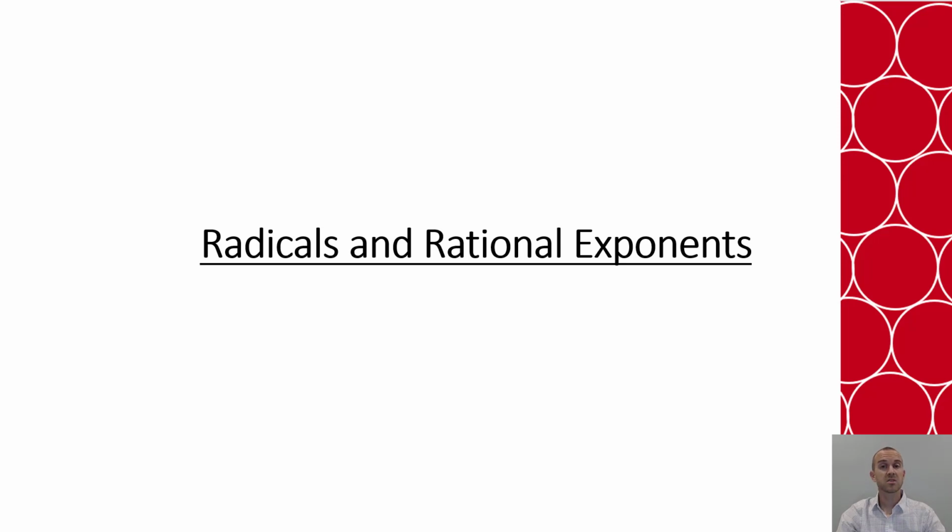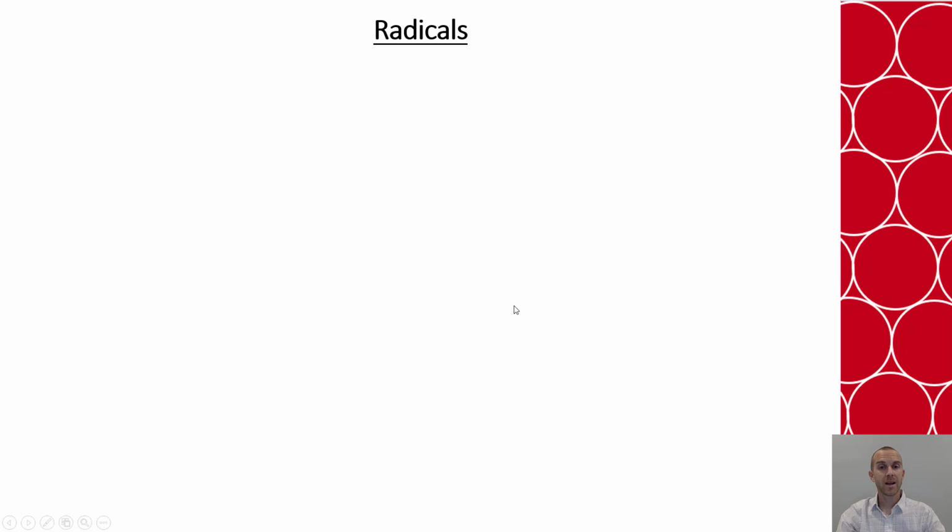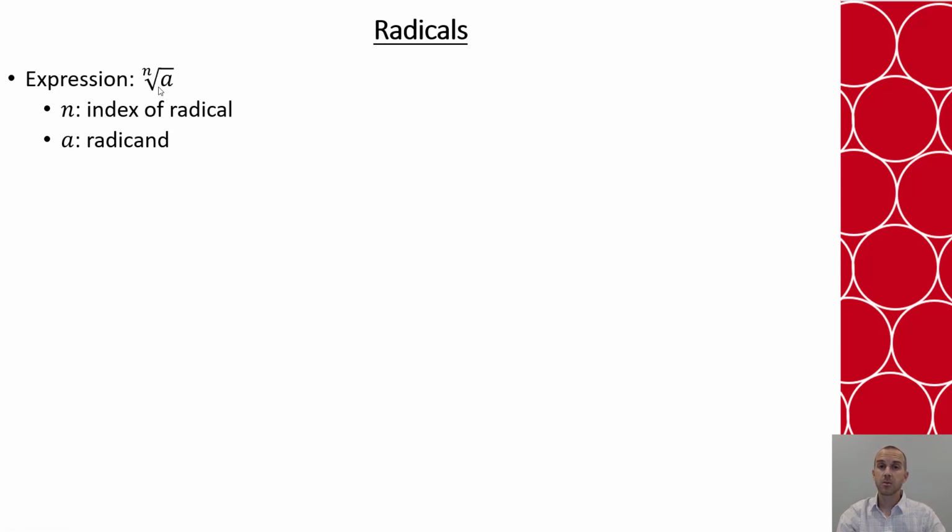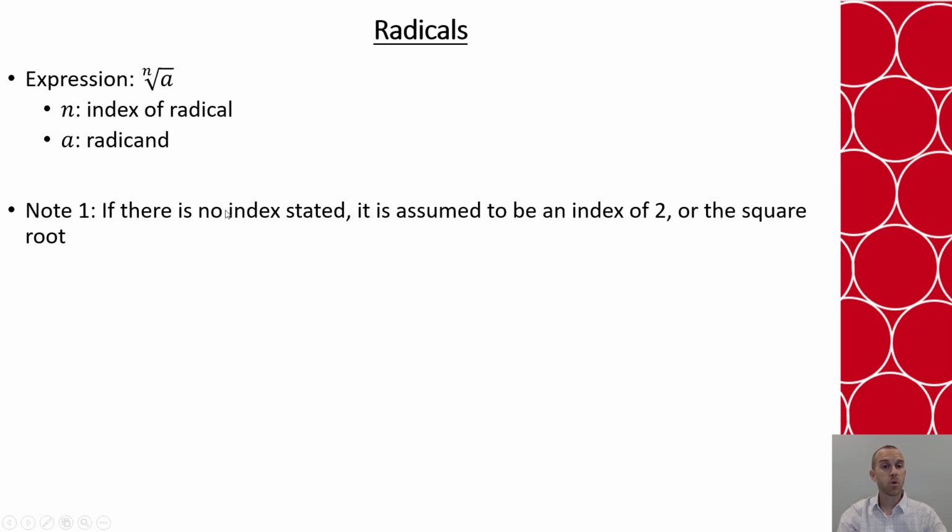In this video, we'll discuss radicals and rational exponents. Now, a radical is written as the nth root of a, where n represents the index of the radical and a represents the radicand. And that can be a number, a variable, or some expression of numbers and variables combined inside the radical.